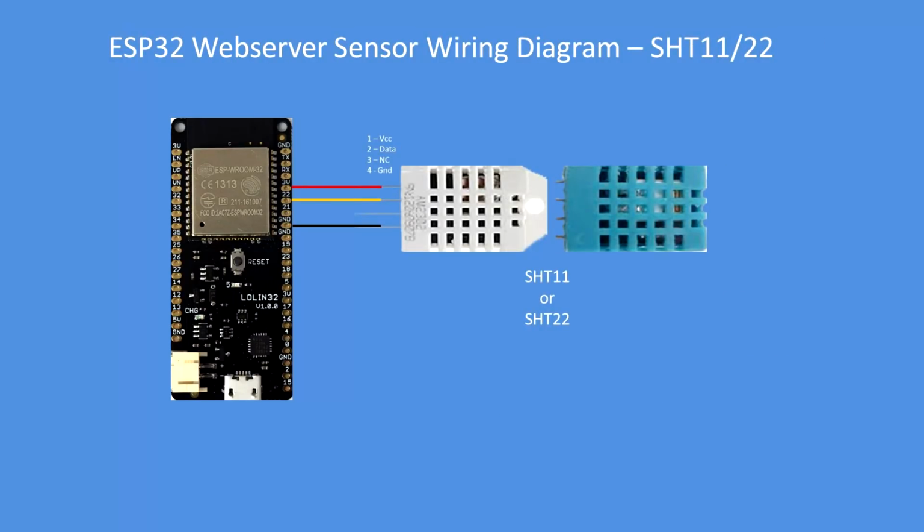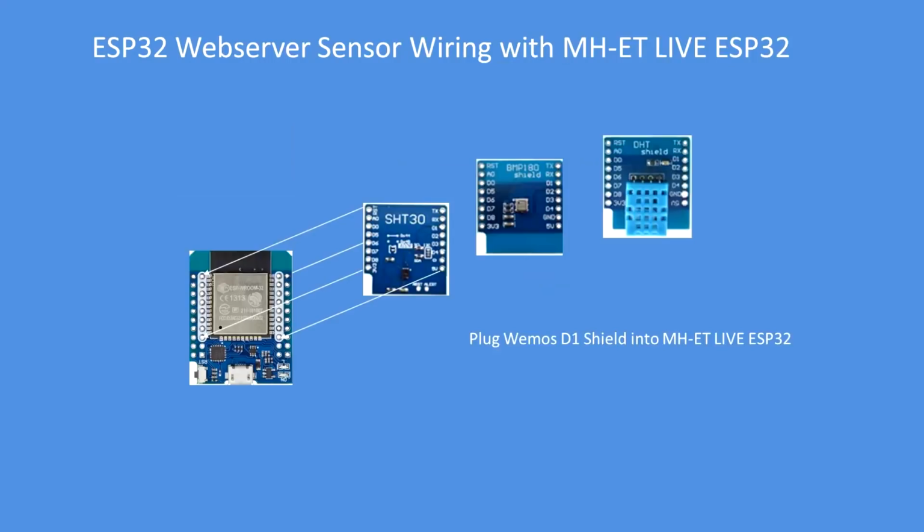This is the wiring diagram for the SHT11 or 22 or DHT11 or DHT22 using one wire bus, so supply, ground and data. This diagram depicts the use of the MH-ET Live ESP32 board and its ability, because it's WeMOS D1 like, to accept the existing WeMOS D1 shields, so it's very flexible.